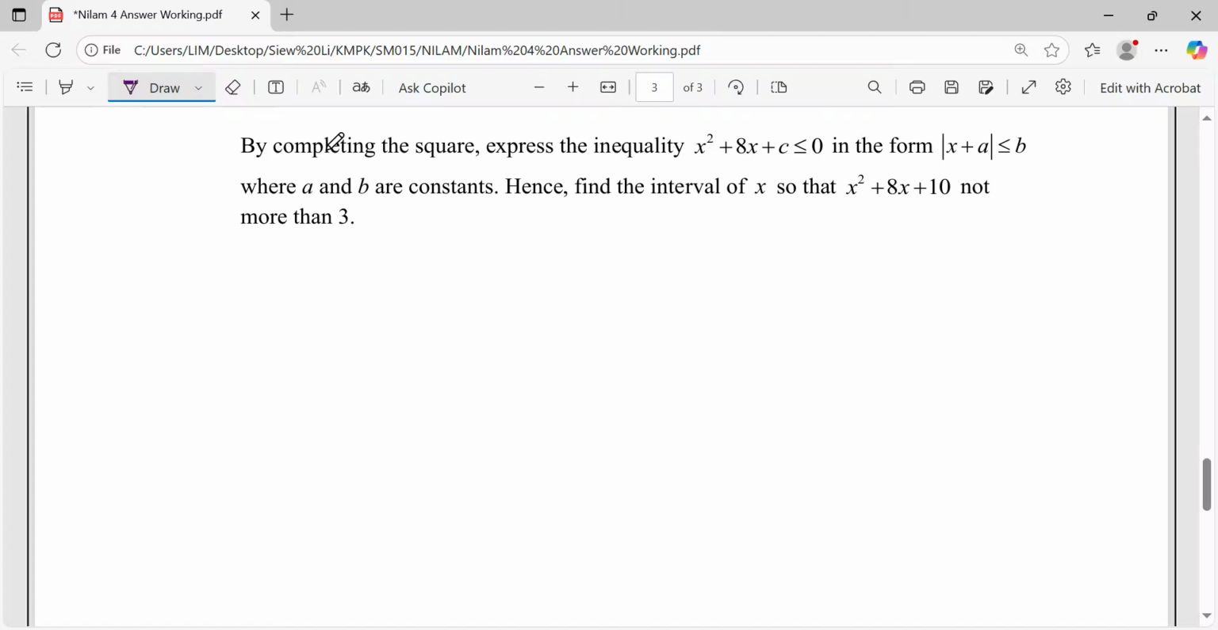Hi everyone, for this question, by completing the square, we need to express these quadratic inequalities in the form of modulus x plus a less than or equal to b, where a and b are constants. Hence, our second task is to find the interval of x so that this quadratic is not more than 3.